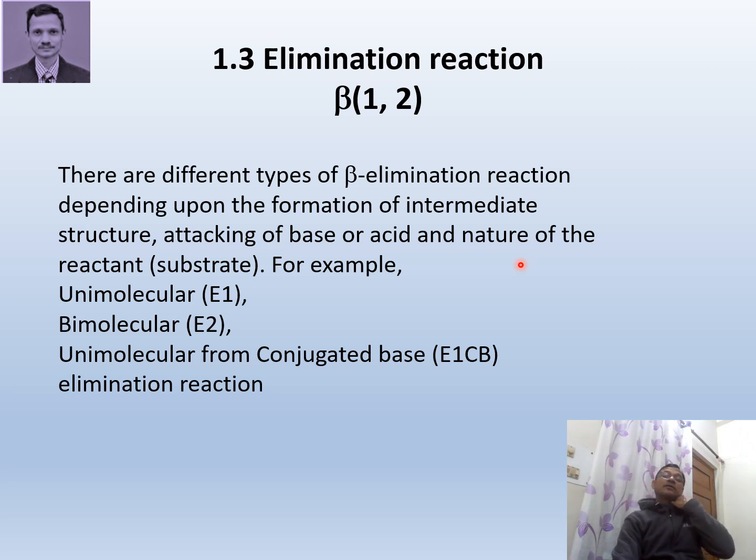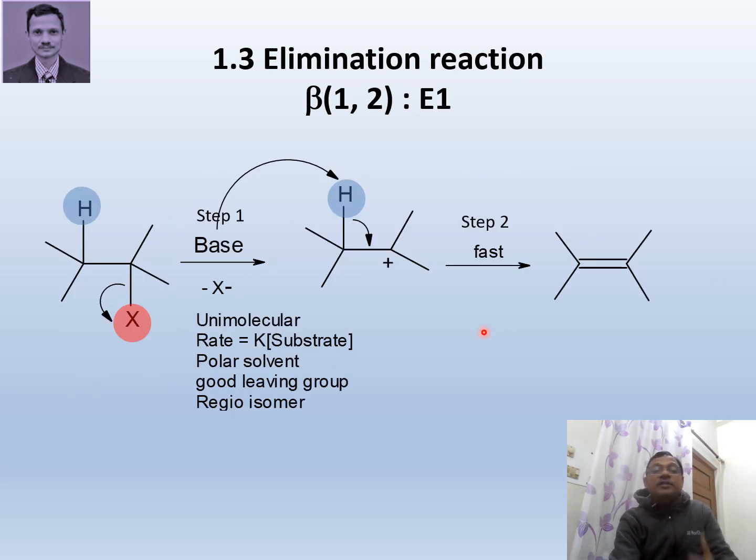So based on the nature of the attacking reagent and the leaving group, this reaction is also classified into unimolecular E1, bimolecular E2, and unimolecular from conjugate base E1CB type elimination reaction. We'll discuss this in the coming next video. So quickly I'm explaining what is happening in E1.